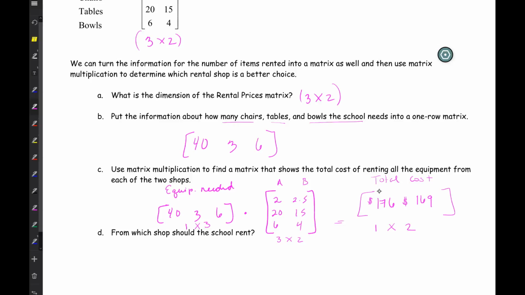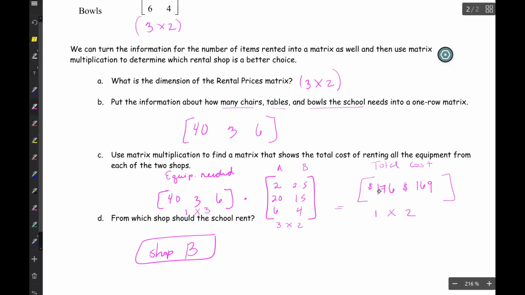All right, guys, which company should the school rent from? Company B, because it's a less cost for the items that we specifically need. So we would say from which shop should the school rent? B, shop B. Any questions about that?